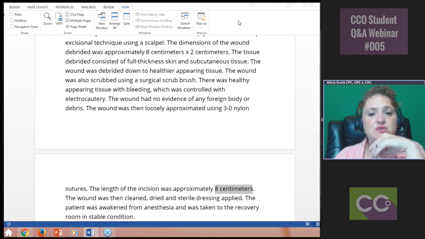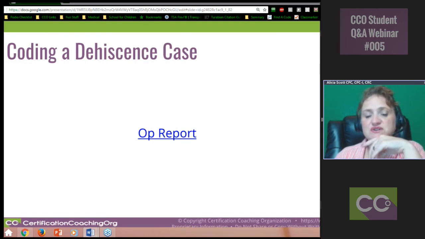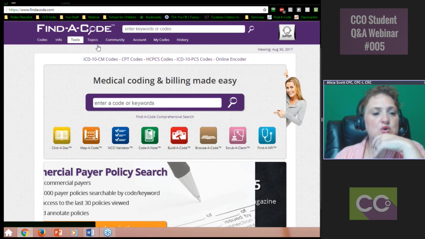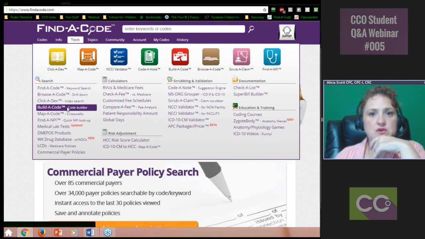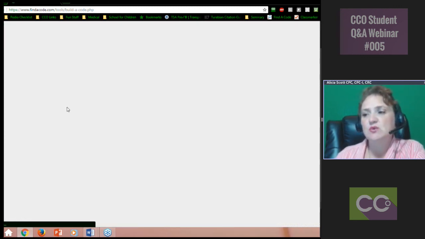I want you to have your manuals out. I'm going to go ahead and just pull this over to the side so it's not in our way. And we're going to go over here to the tools and find a code, and we're going to build a code, right? I don't know if you guys have used this tool yet or not. It's very helpful, especially when you're doing codes like PCS, where you don't quite know where to start.